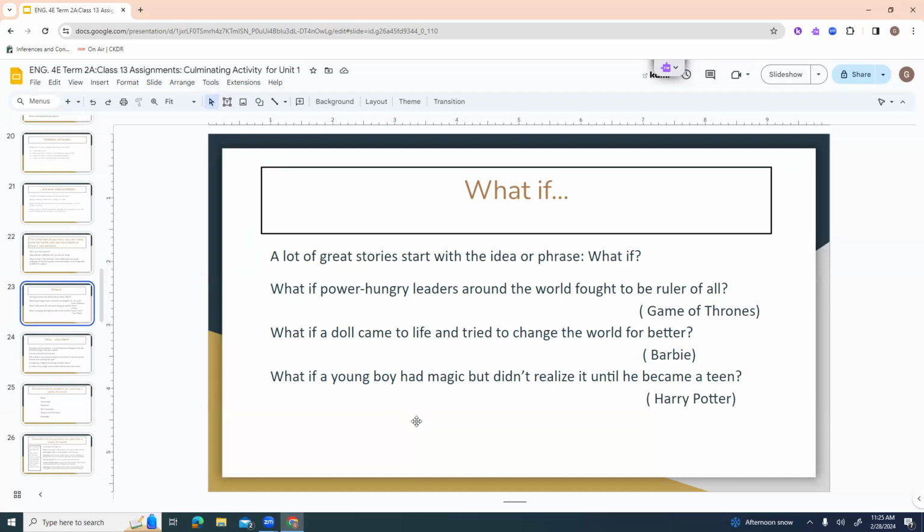So, for example, what if power hungry leaders around the world fought to be the ruler of all? That's the basic premise of Game of Thrones, which led to huge, very successful books. What if a doll came to life and tried to change the world for the better, which is the premise of the Barbie movie? What if a young boy had magic but didn't realize it until he became a teen? All those kinds of what ifs can give you a little story starter if that's more useful for you.